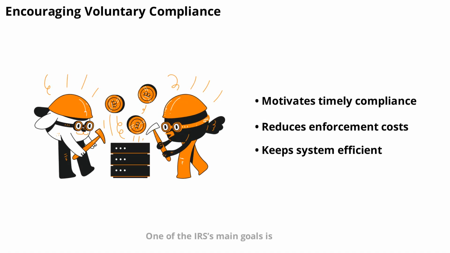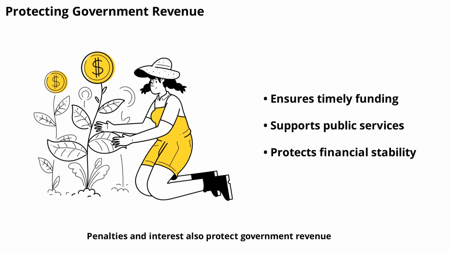One of the IRS's main goals is to encourage voluntary compliance with tax laws. By imposing penalties and interest, the IRS motivates taxpayers to file and pay on time without the need for costly enforcement actions. This approach helps keep the tax system running smoothly and reduces the burden on both taxpayers and the government. Penalties and interest also protect government revenue.